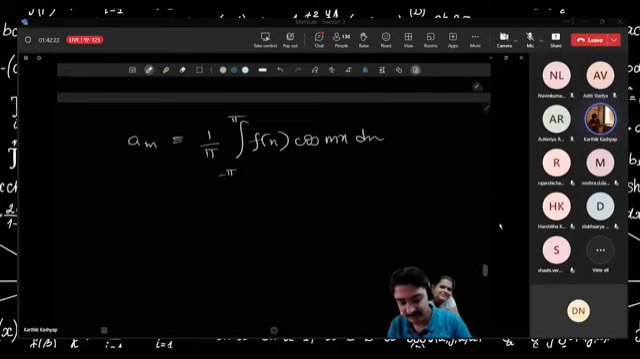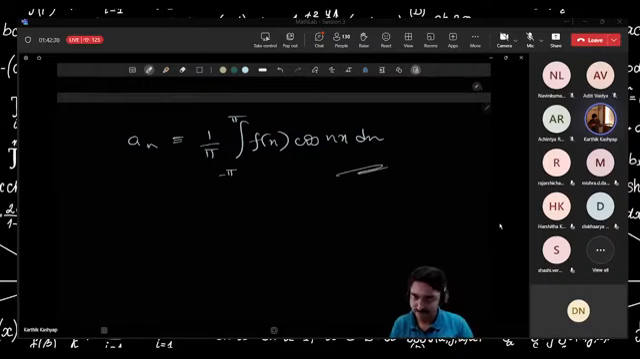So let's, for simplicity, replace m by n because it's a constant anyway. If we write an is equal to 1 by pi times the integral of f of x cos nx dx, for this we have found the value of an for all n. If you want any value of n, you can just substitute it in the cos and find the integral.